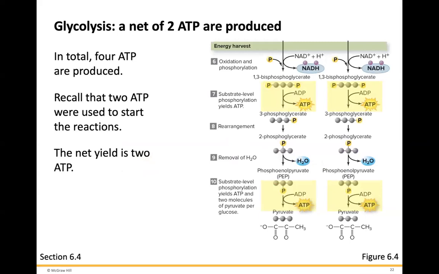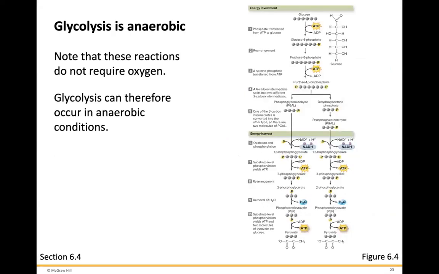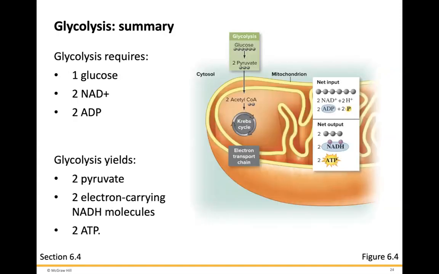Now recall that we use 2 ATPs at the start of the reactions. This will net yield 2 ATPs. Net means what are you left with at the end of the day? Remember, you had to use 2, and then you produced 4. Glycolysis is anaerobic. Note that these reactions do not require oxygen per se. Glycolysis then can therefore occur both in aerobic and anaerobic conditions.